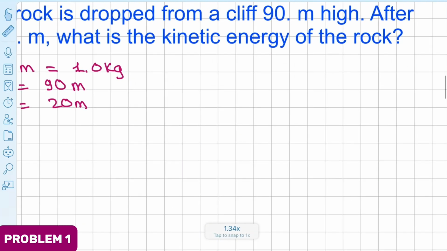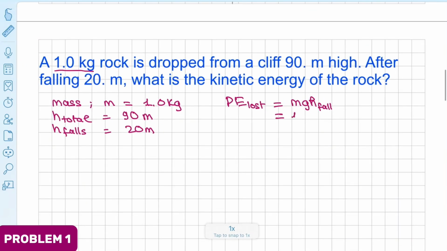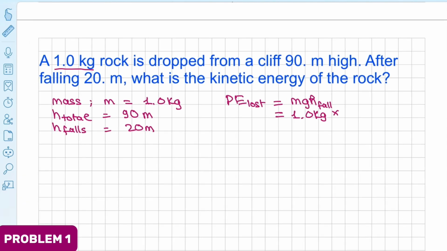To be able to find the kinetic energy, first we need to find the potential energy that is lost. PE lost is equal to mgh fall. This is the formula that we mentioned earlier. Here is 1.0 kilogram multiplied with g. g is the gravity, which is 9.8, and multiplied with the height, which is 20 meters. Using the calculator, we could have 196 joules.